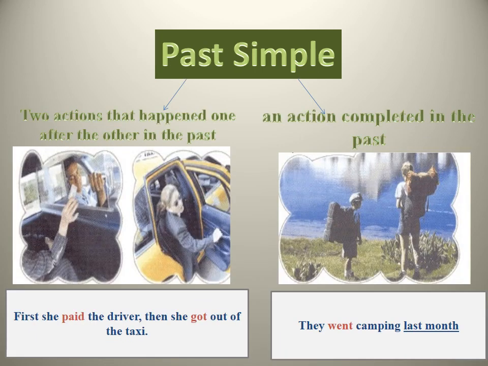We use past simple when we talk about two actions that happened one after the other in the past. For example, first she paid the driver, then she got out of the taxi. Next, we talk about an action completed in the past. For example, they went camping last month.